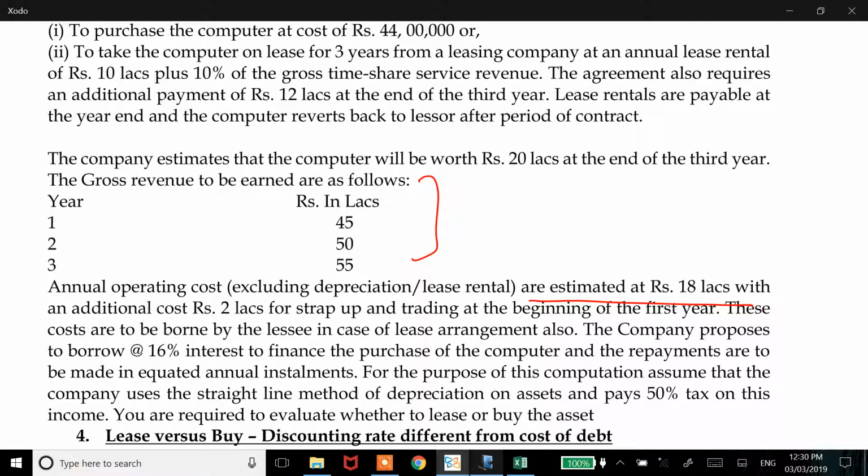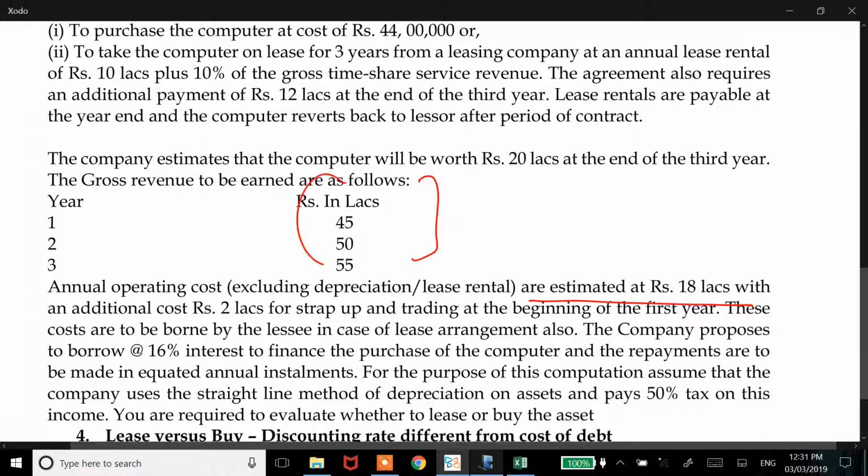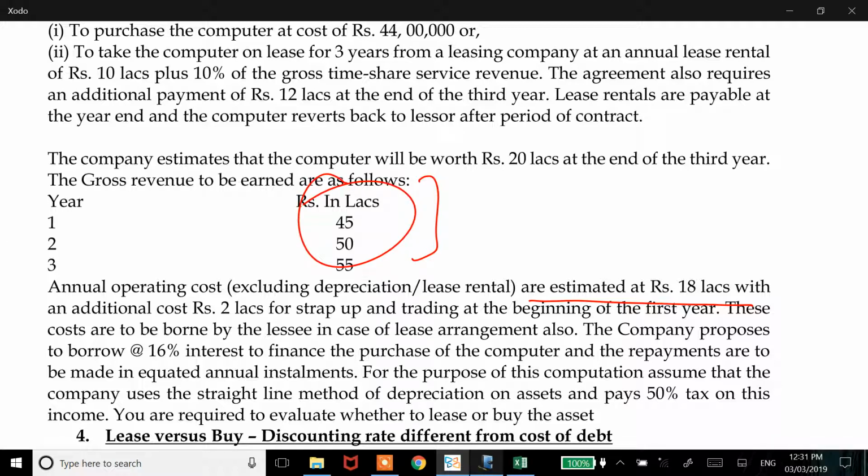Whether the computer is required or not would be step 1, initial outflow 44 lakhs, step 2, in between flows, terminal flow, consolidate, calculate NPV. If NPV is positive, get the asset. If NPV is negative, don't get the asset. The moment you have decided you want the asset, it means you have already done all this analysis. After deciding you have to get the asset, now you are deciding whether to buy the asset or take it on lease. So in that analysis, revenues and all will not come.